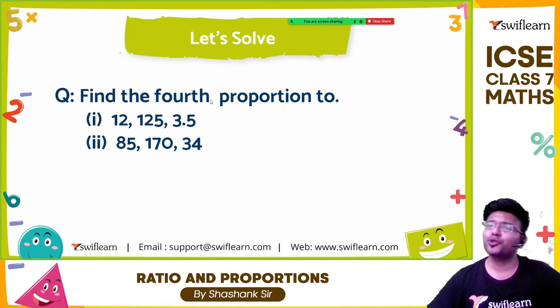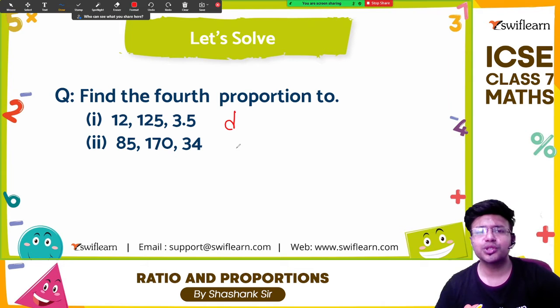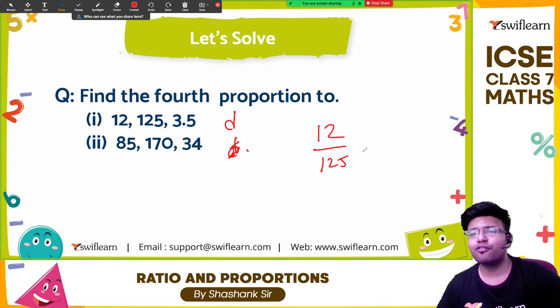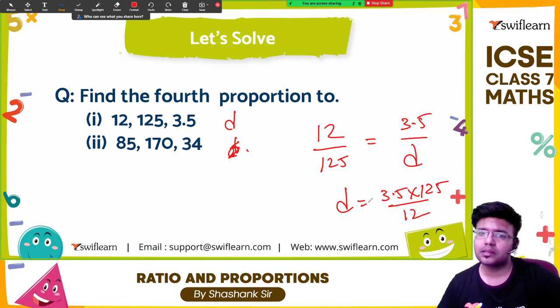Find the fourth proportion. Let D be the fourth proportion. Let us do one problem. So 12 by 125 is equal to 3.5 by D. D is equal to 3.5 into 125 divided by 12. Do this and you get the answer. Can we simplify this? It is difficult to simplify, so let us multiply and get the answer.